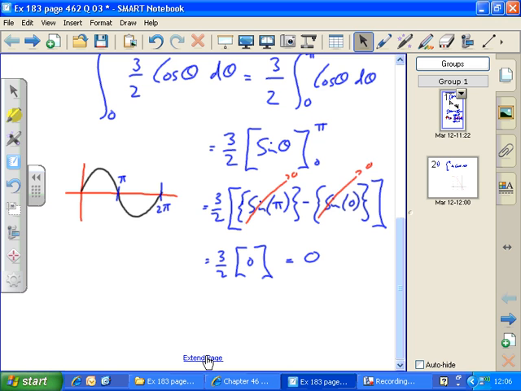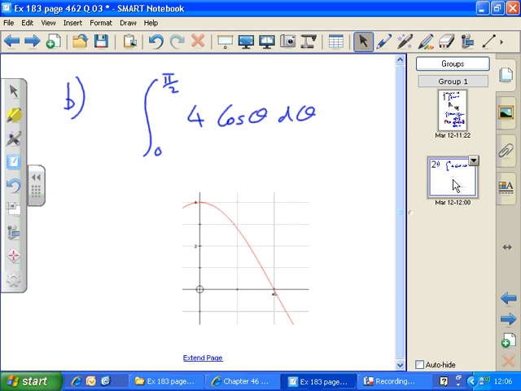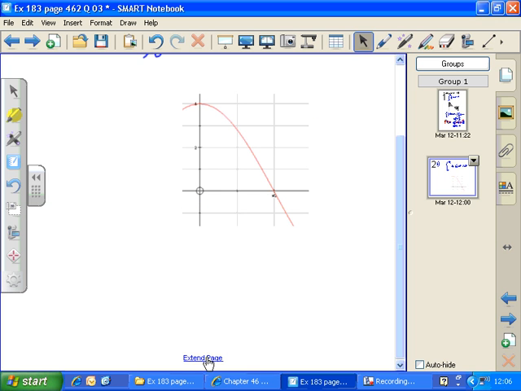Part B. Integrate between 0 and pi by 2 this time the function 4 cos theta. If we plot the function between 0 and pi by 2, so this is the point 0, this is the point pi by 2, so we're finding this area here. So we should get a value this time for the area under the curve.